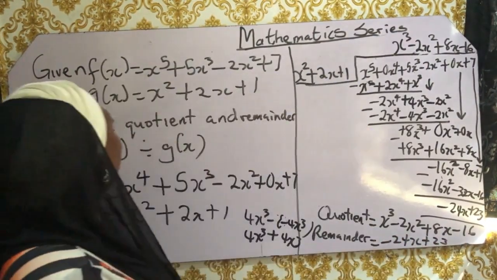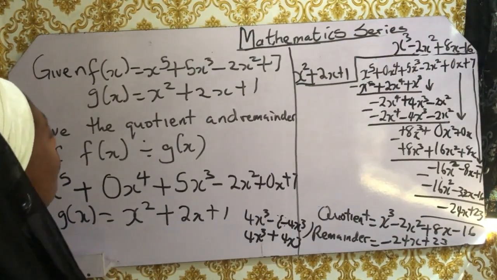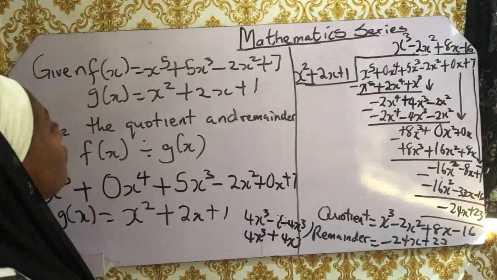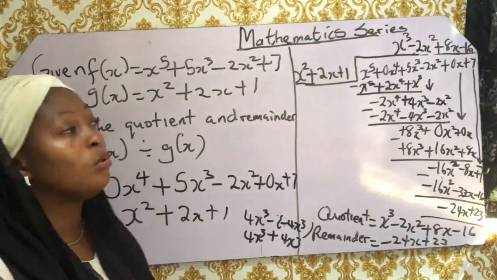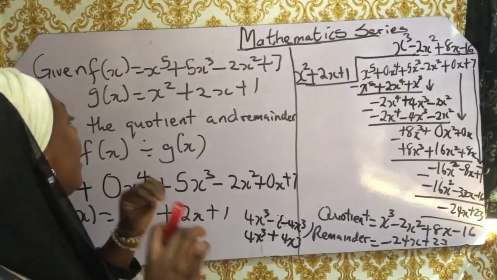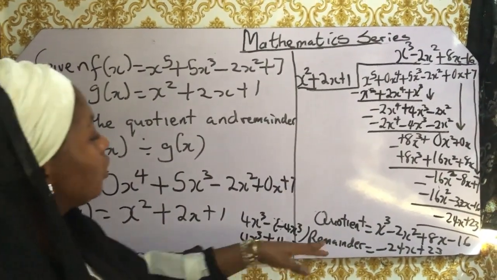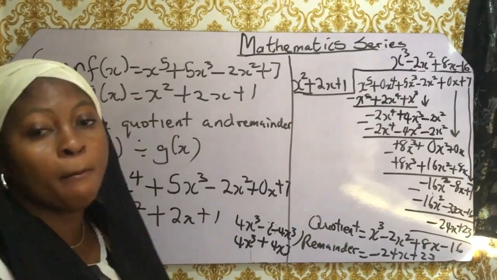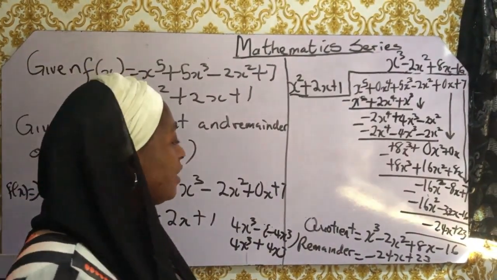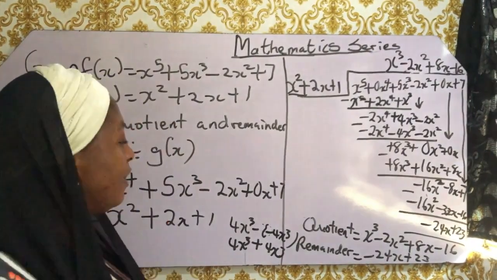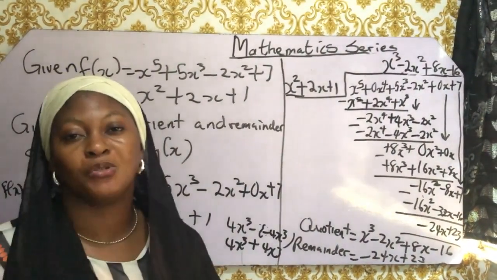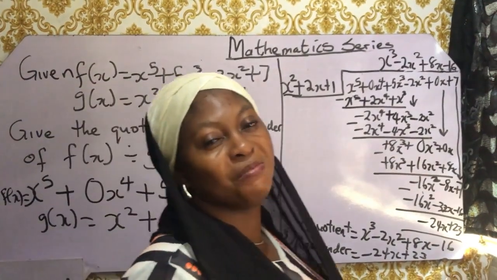So when we divide x to the power of 5 plus 5x to the power of 3 minus 2x to the power of 2 plus 7 by x to the power of 2 plus 2x plus 1, we got the quotient to be x to the power of 3 minus 2x squared plus 8x minus 16, and we got the remainder to be negative 24x plus 23. I hope you have learned something today.